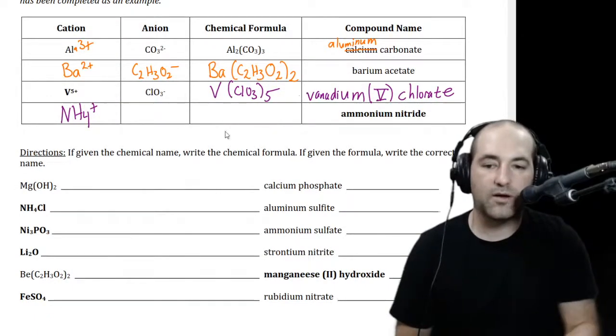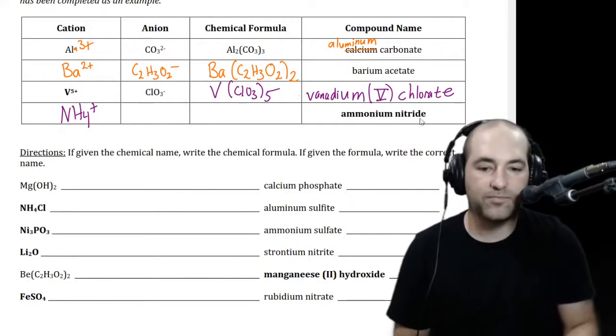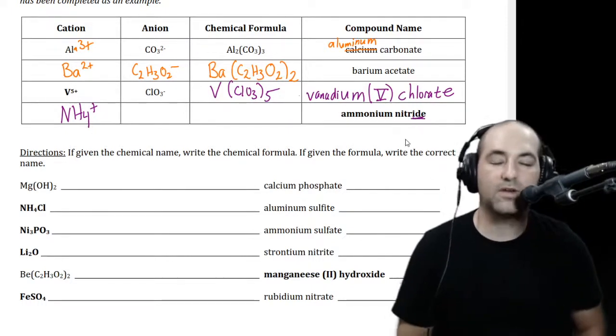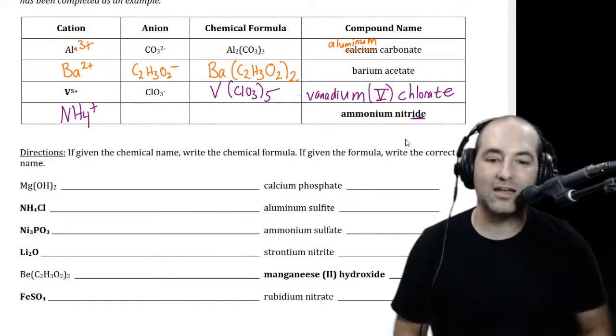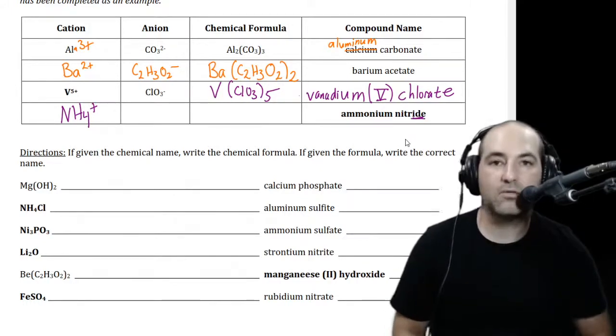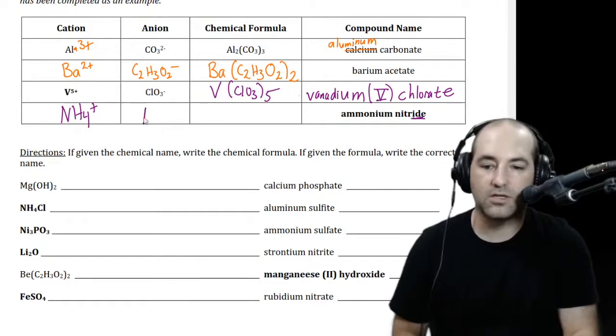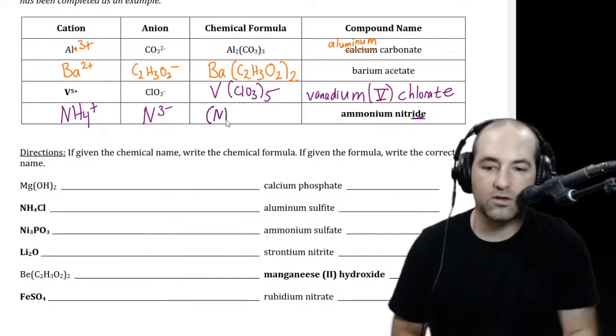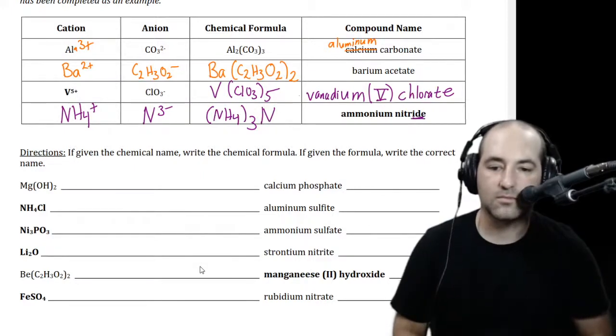All right, so to finish this one off, the anion here, again, nitride, watch that IDE ending. With the exception of hydroxide and cyanide, all the other ide endings are going to be monoatomic ions. So that's going to be just N and a minus 3. So then our formula, we need 3 of these and just 1 of these to get a balanced formula. So that's going to look like (NH4)3N, and that's ammonium nitride.